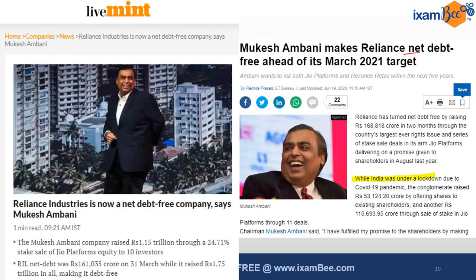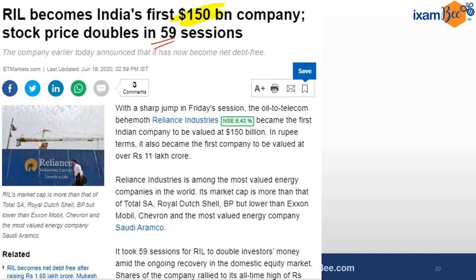While India was under the lockdown, RIL raised 53,000 crore by offering shares to the existing shareholders in this rights issue, and 1,15,000 crore from the stake sale in Jio. And RIL is completely debt free now. The value of the company has also reached 150 billion USD.